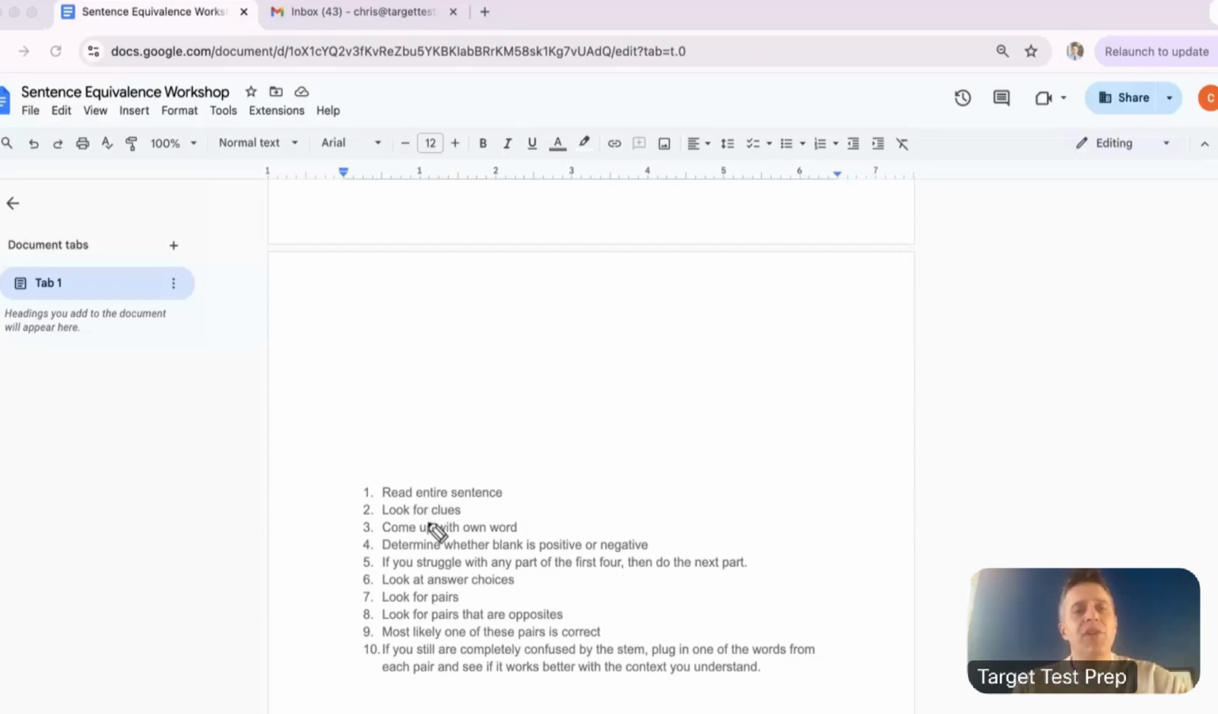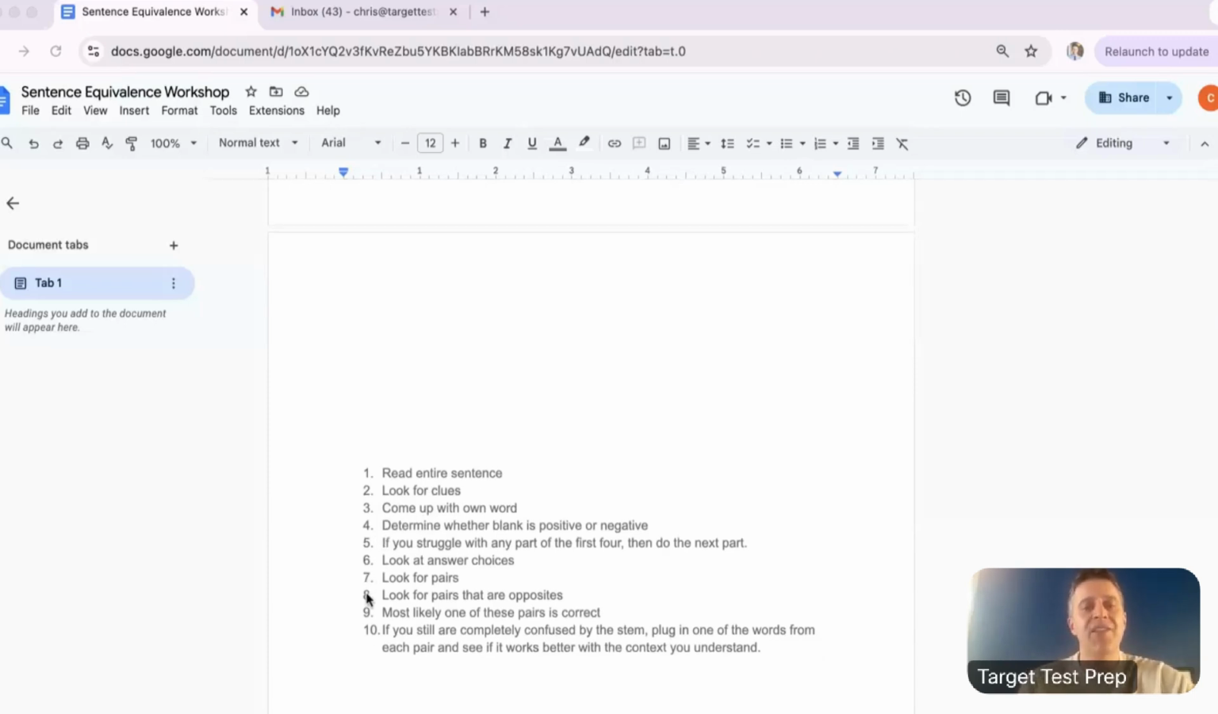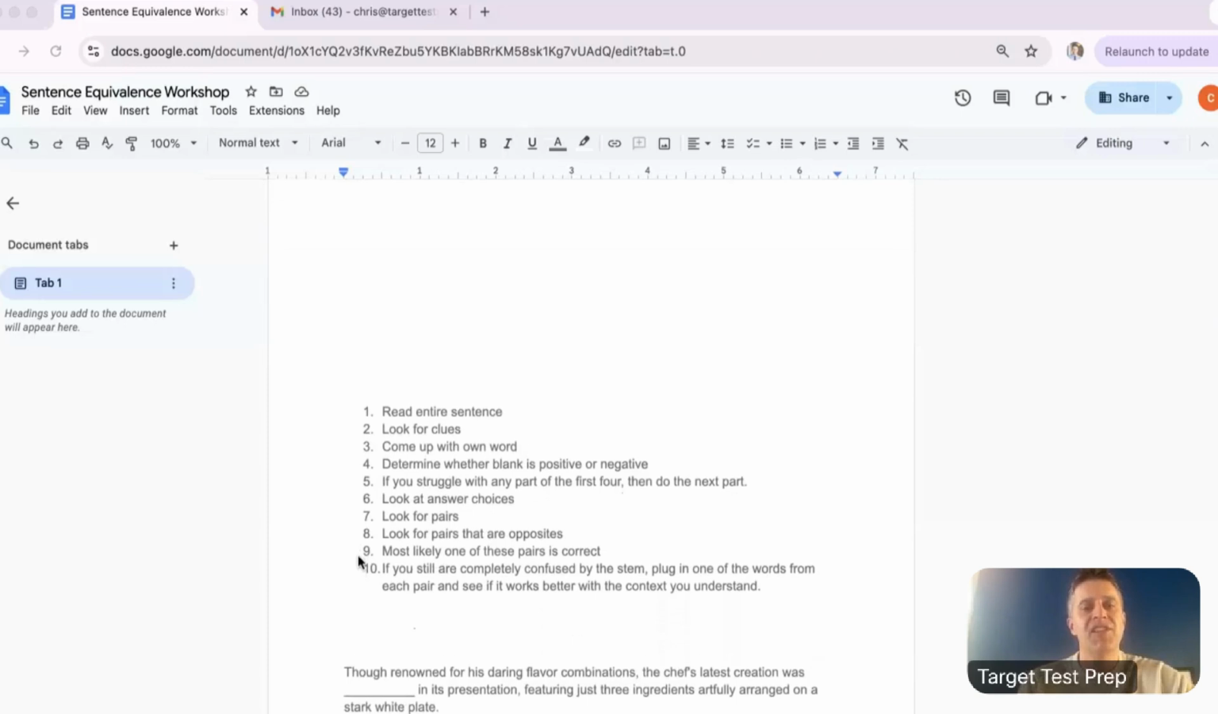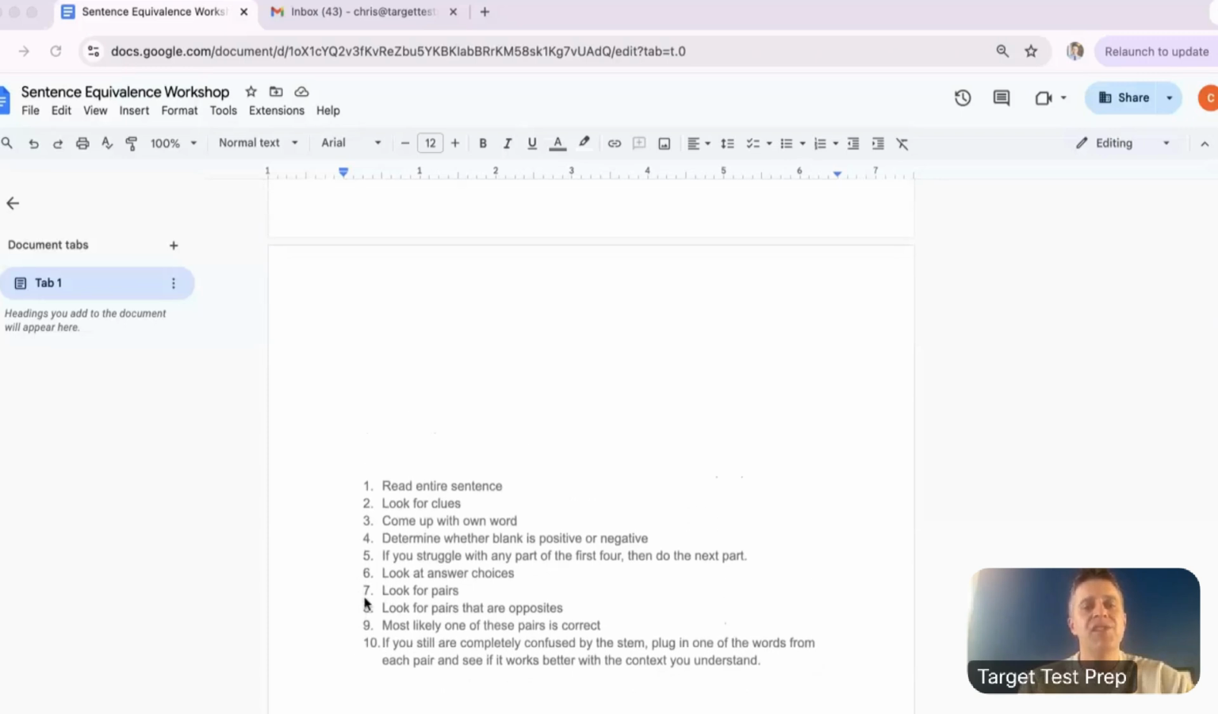And then number 4, determine whether a blank is positive or negative. Now, this is if you are not limited on time and there's 40 or 50 seconds to go, and if you are not completely flummoxed or confused by the sentence, which can oftentimes happen. Those are the 4 standard steps. But if you are confused by the sentence and there's limited time, then let's jump to number 6 here. We looked at the answer choices. We looked for pairs of synonyms.